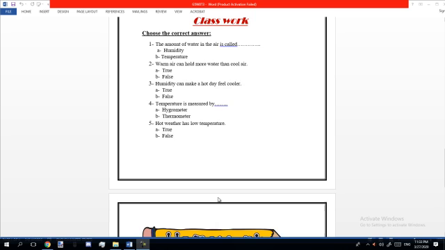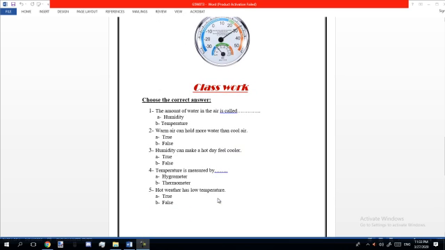You will find this sheet uploaded on the school site. Now let's answer together these questions. The first question, choose the correct answer. The amount of water in the air is called what? Humidity or temperature? Yes, I hear you. That's right, my dear. The amount of water in the air is called humidity.